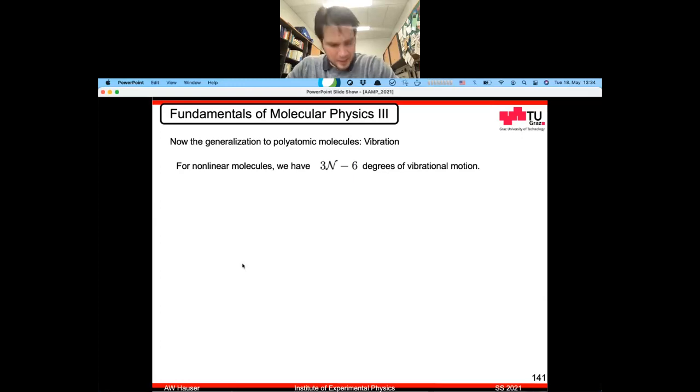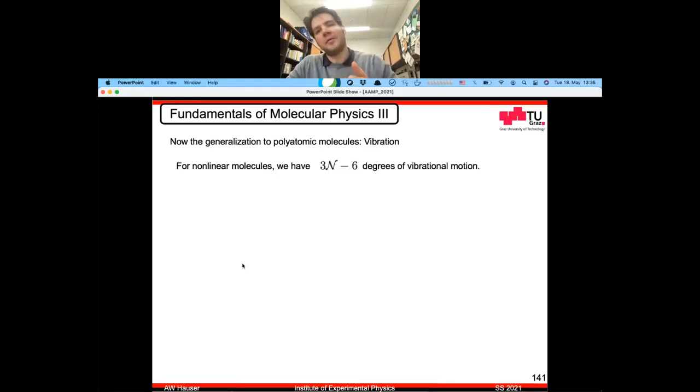It's a very quick extension. In the diatomic case, we said we only had this distance between the two atoms as our degree of freedom. So it's a single one-dimensional harmonic oscillator picture, quantum harmonic oscillator in our approximation through a harmonic potential. Now for nonlinear molecules, we have 3N-6 degrees of vibrational motion. We've been talking about this in the past.